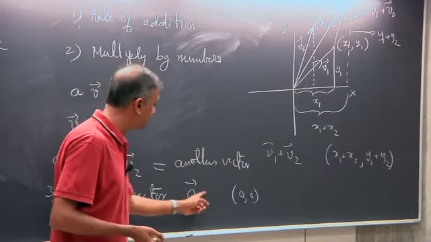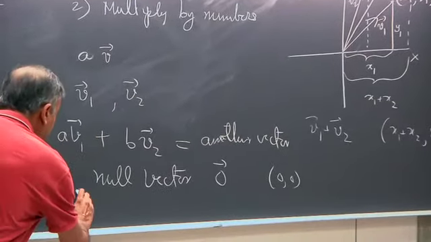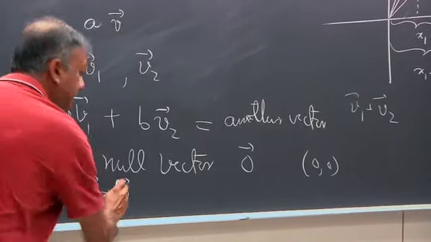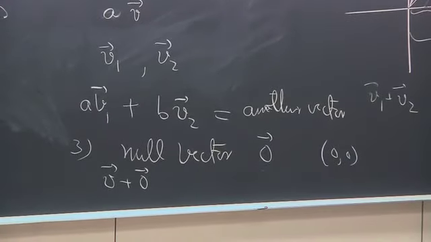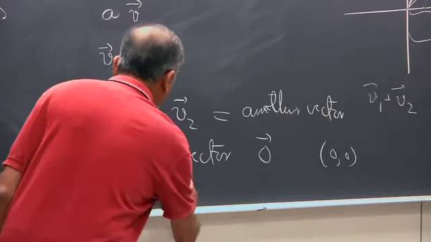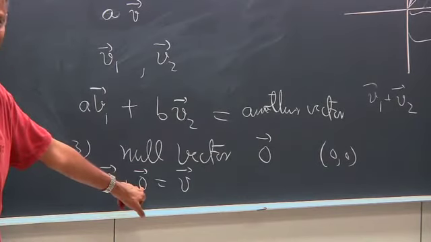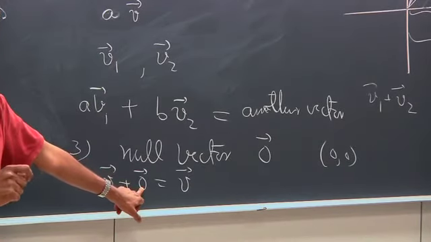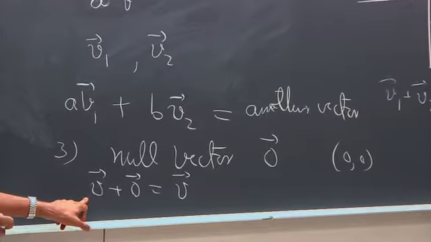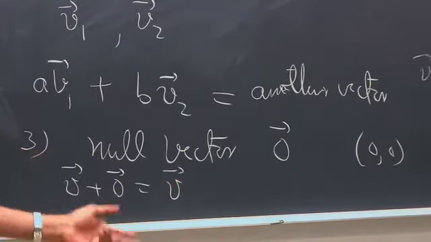What is the special property of this vector? The special property is that if I take any vector v and add to that the zero vector, what am I going to get? I get back the vector v itself. So this is the definition of the zero vector. The zero vector is the vector such that when you add it to any vector, you get back that same vector.